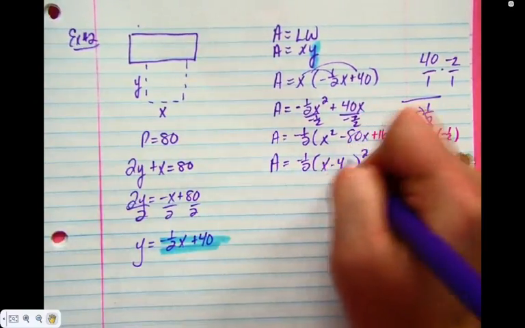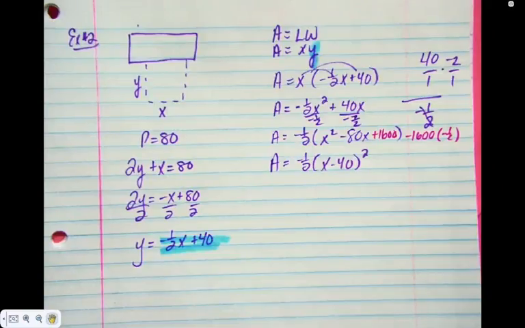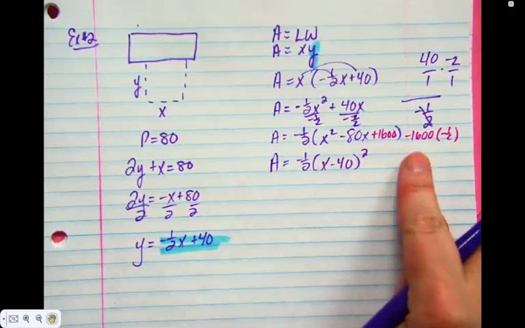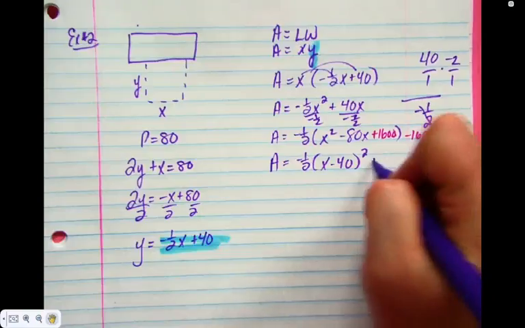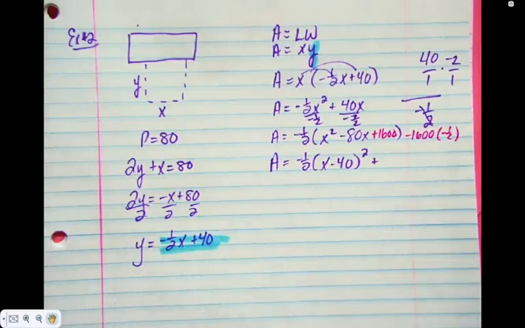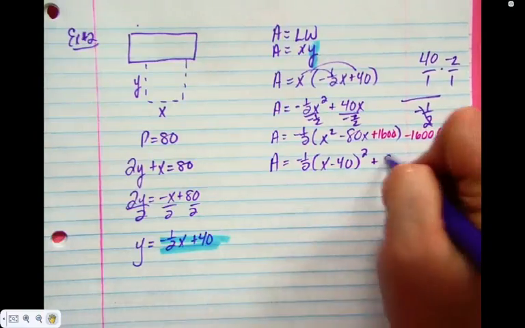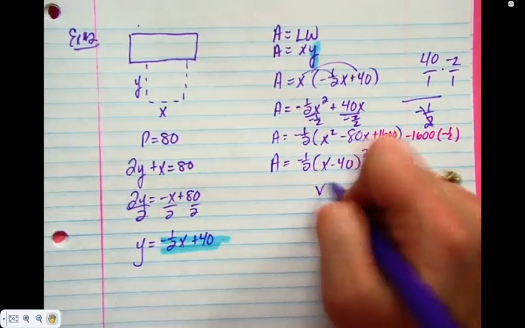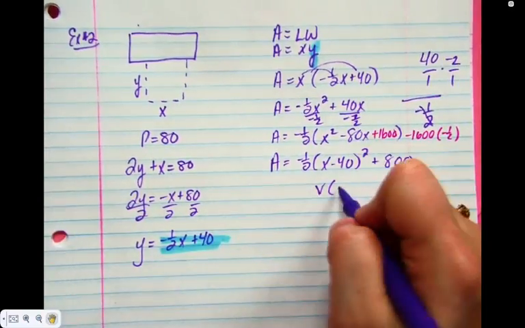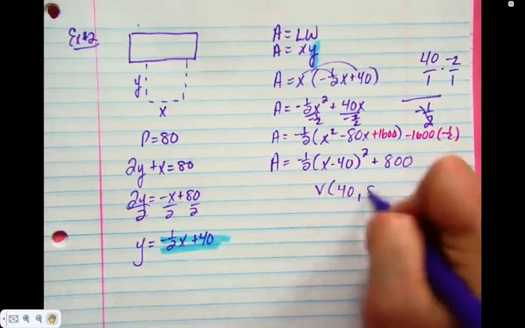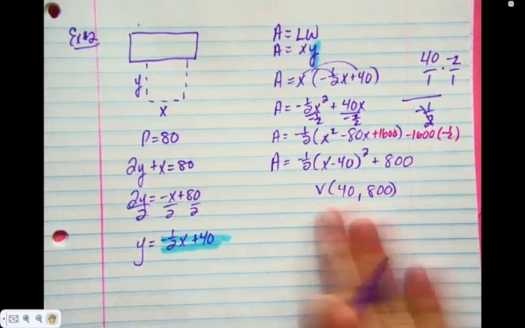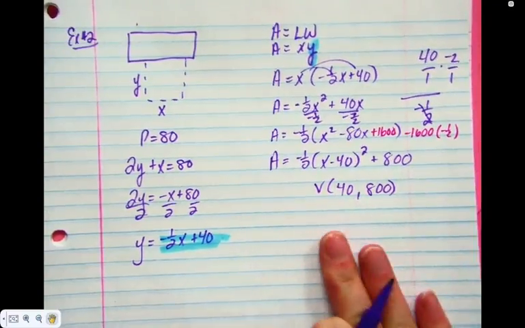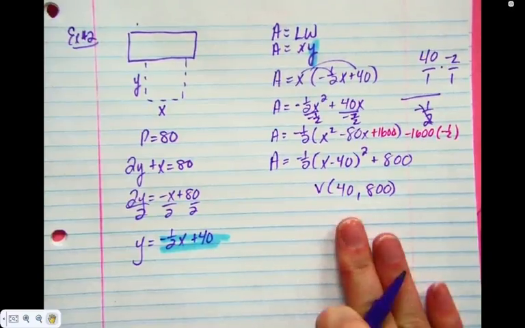X minus 40 is the offer. Confirm. Number on the outside. 800. Confirm. No confirm. Yes, confirm. Vertex. And what's the little built-in check? Have to be positive because we're dealing with area and length and width.